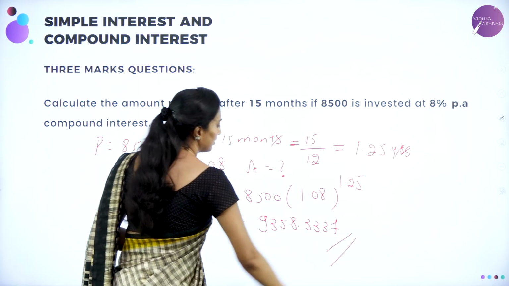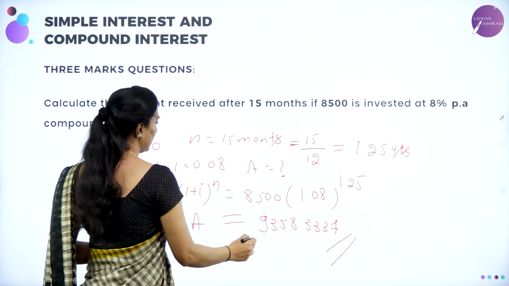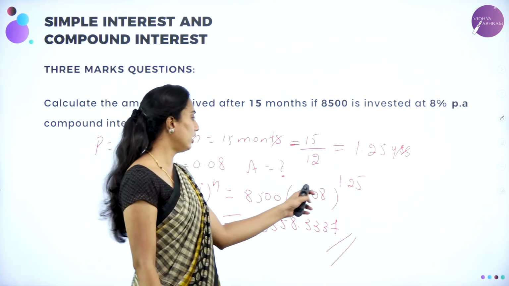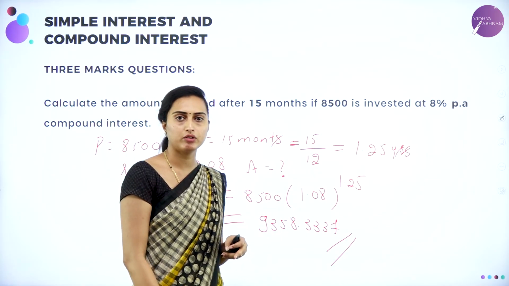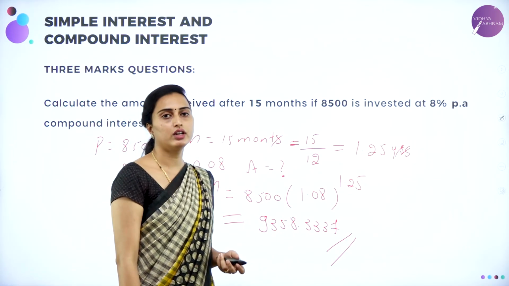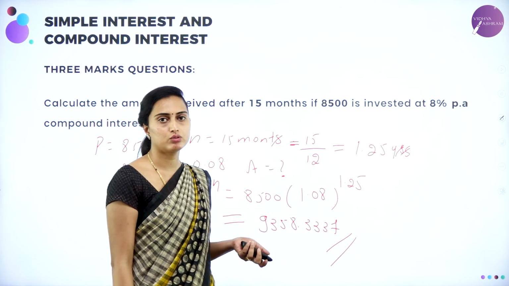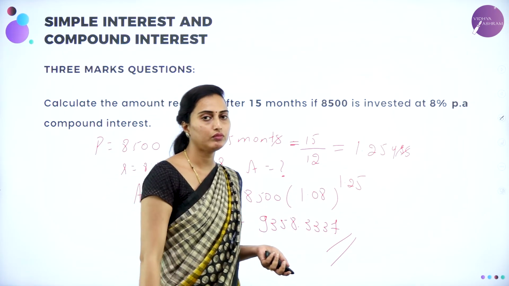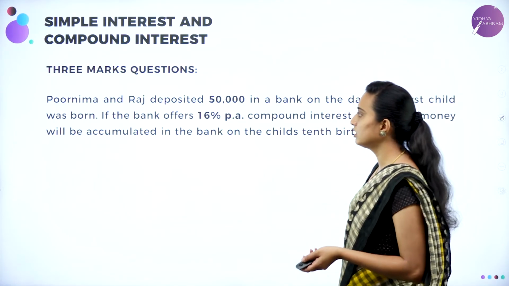So the answer you are going to get for this one is 9358.3337. This is your answer. If you want, you can calculate in a calculator. 1.08 to the power of 1.25 you are going to calculate, and then you are going to get this answer with multiplication of 8500. Okay, we'll move on to the next question.